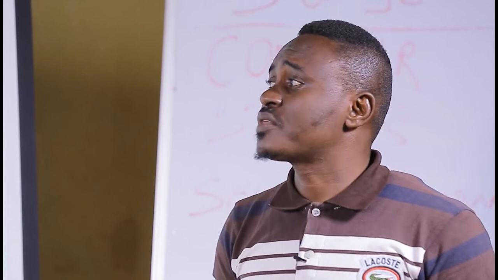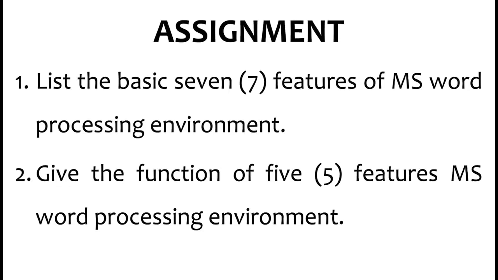The assignment goes thus. Number 1, list the basic 7 features of a Microsoft Word processing environment. Number 2, give the functions of 5 features of the Microsoft Word processing environment. I say again: Number 1, list the basic 7 features of the Microsoft Word processing environment. Number 2, give the functions of 5 features of the Microsoft Word environment.